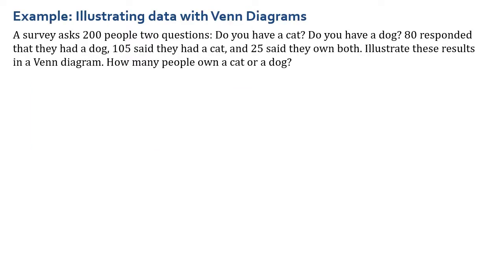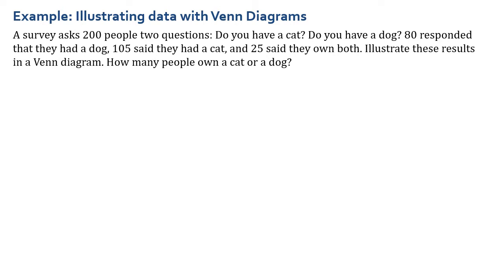Let's look at an example of overlapping sets. A survey asks 200 people 2 questions. Do you have a cat? Do you have a dog? 80 responded that they have a dog. 105 said they had a cat, and 25 said they own both. Illustrate these results in a Venn diagram. How many people own a cat or a dog?